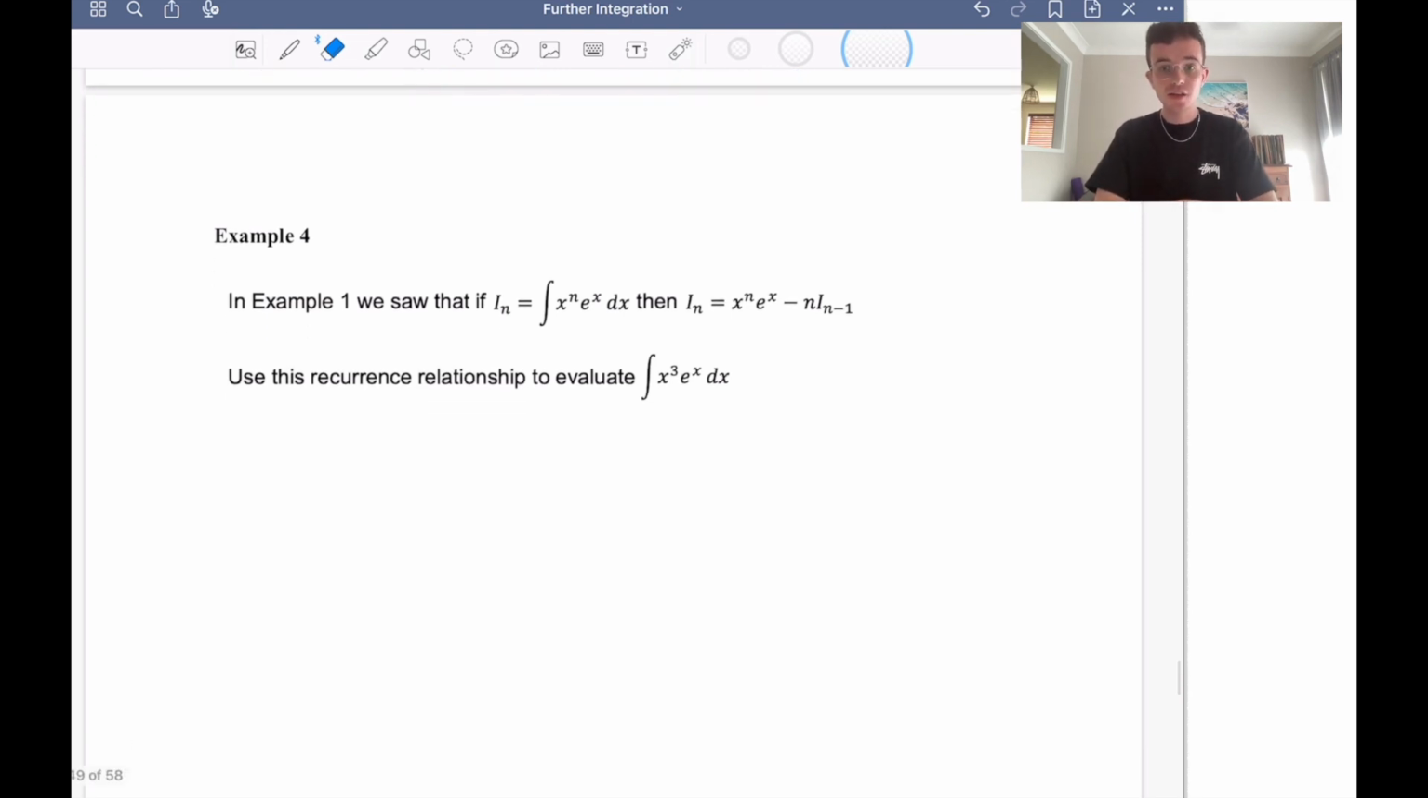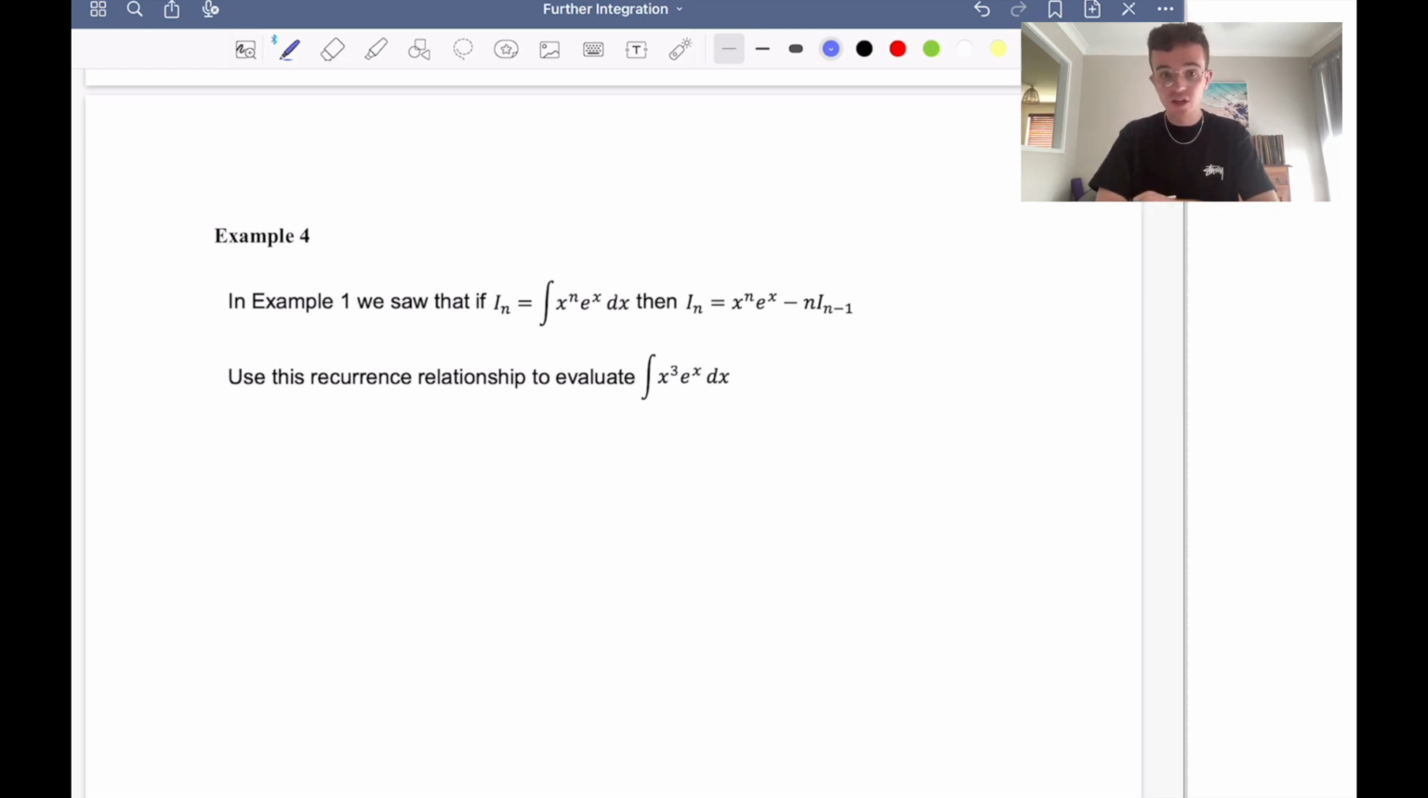Example number 4 asks us to use a recurrence relationship that we actually proved in example 1 of this video, which is the integral of x to the n e to the x dx is equal to x to the n e to the x minus n times I n minus 1. And we're going to use that recurrence relationship to evaluate the integral of x cubed e to the x.